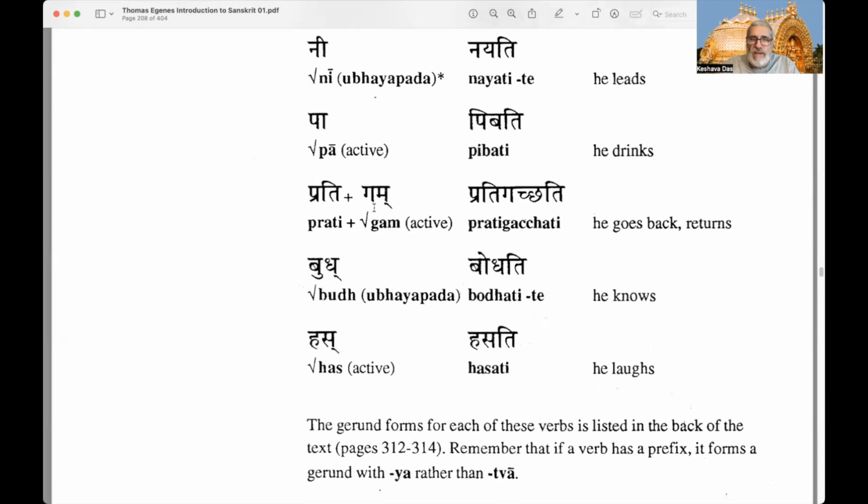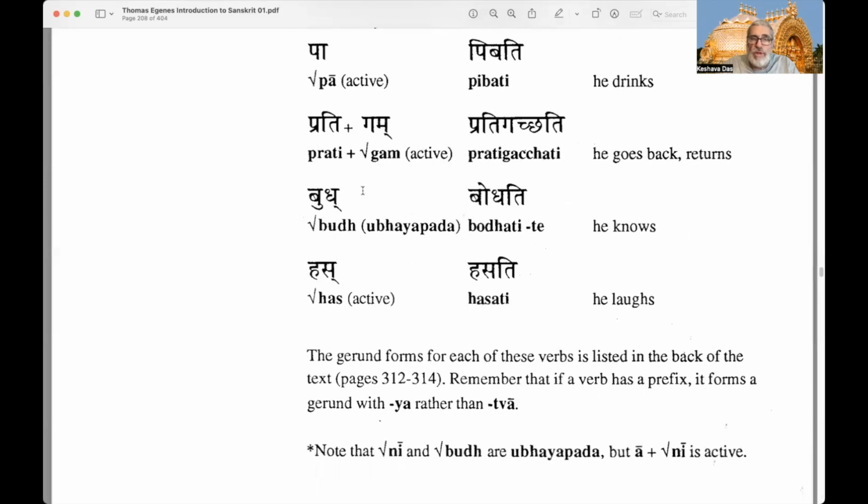Then we have prati, again an upasarga, a prefix added to gam. Prati plus the root gam, which is parasmaipada, or active, takes active endings. So it becomes pratigachati, he goes back or he returns.